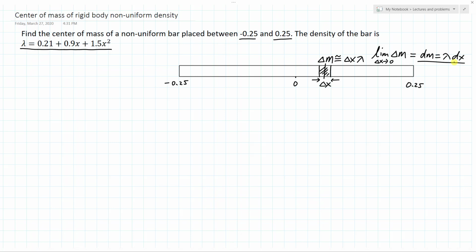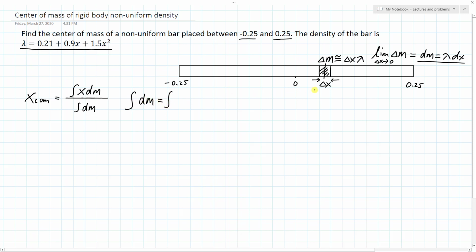Alright, so let's recall what integrals we're supposed to do. X center of mass is equal to two integrals. The top is x dm, the bottom is just dm, or the integration of dm, which is also the total mass of the system. Okay, so that's center of mass. So let's calculate one integral at a time. Let's do the integration of dm.